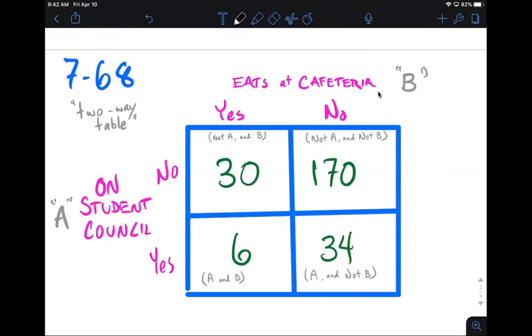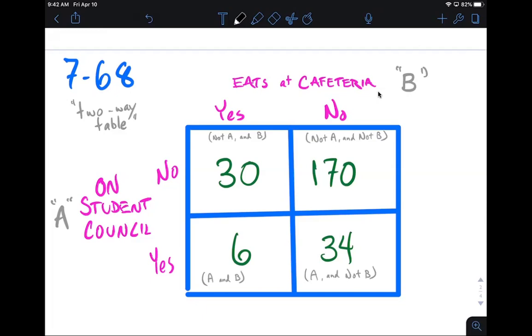There's no, like, I eat at the cafeteria only if they serve pizza, or I only eat on Fridays with my friends, or nothing like that. It's either you do or you don't. And that's a characteristic of a two-way table. Each side of this table is basically a yes or no question. So that's a really important feature because you'll be asked to set up these two-way tables eventually. So you've got to know that each side of the table is a yes or no question, right?